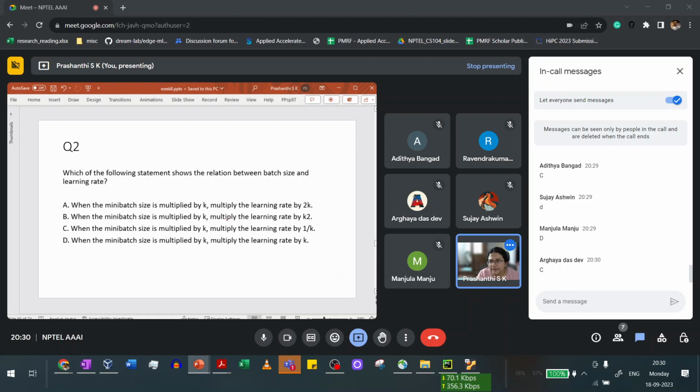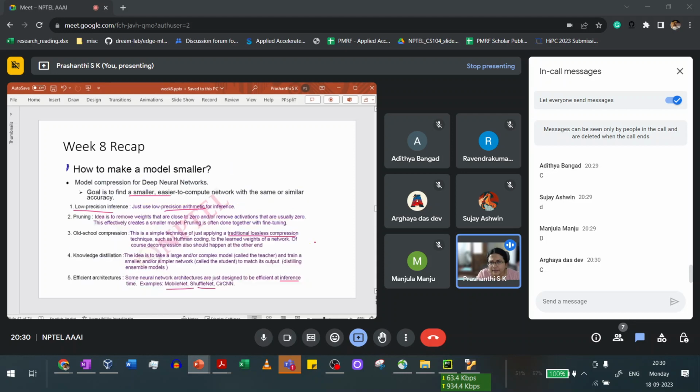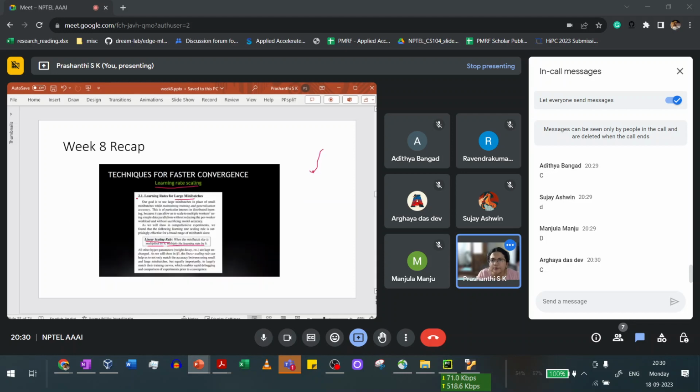Okay, let's look at the answer. It is D. When the mini batch size is multiplied by K, multiply the learning rate by K. So, if you remember in the very first slide where we spoke about this learning rate scaling, this is the linear scaling rule, right? So, what is the problem here? When you have large mini batches, it affects your convergence and accuracy.